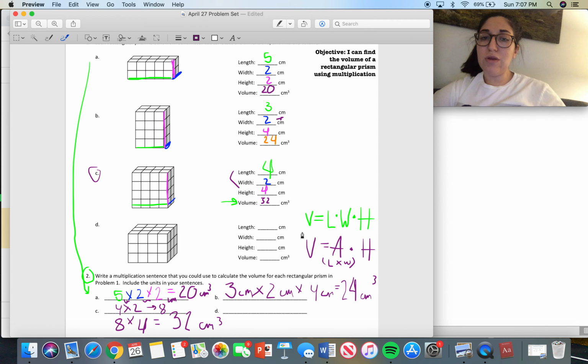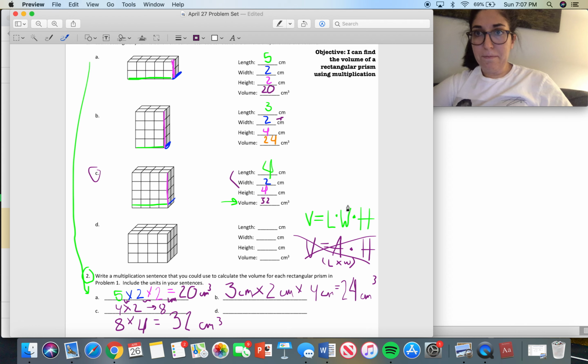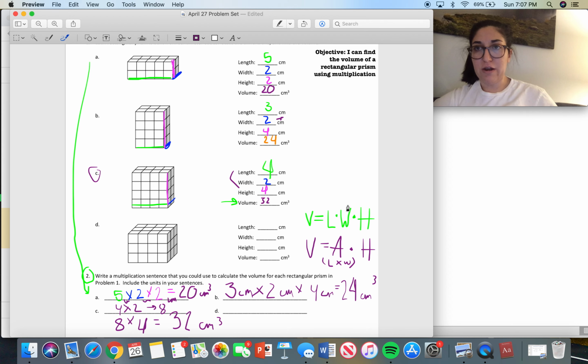So you do not need to worry about this right now if you don't want to. If you're feeling bold and you want to try it, absolutely go for it, but don't worry about it yet. We will talk about it later on in the week.